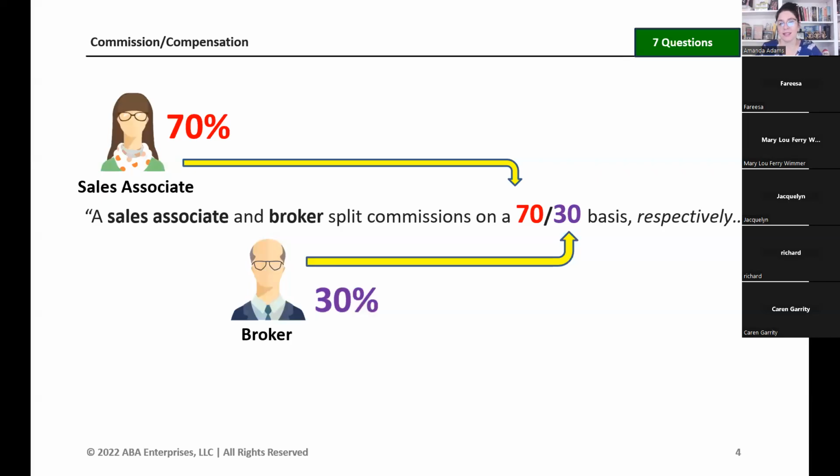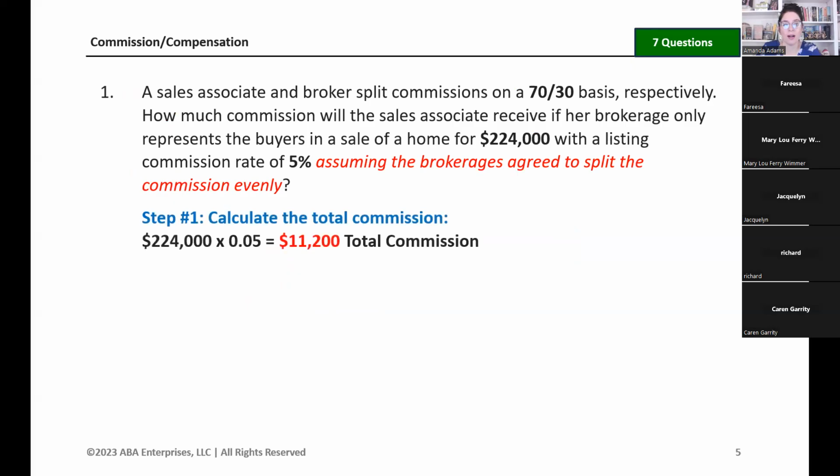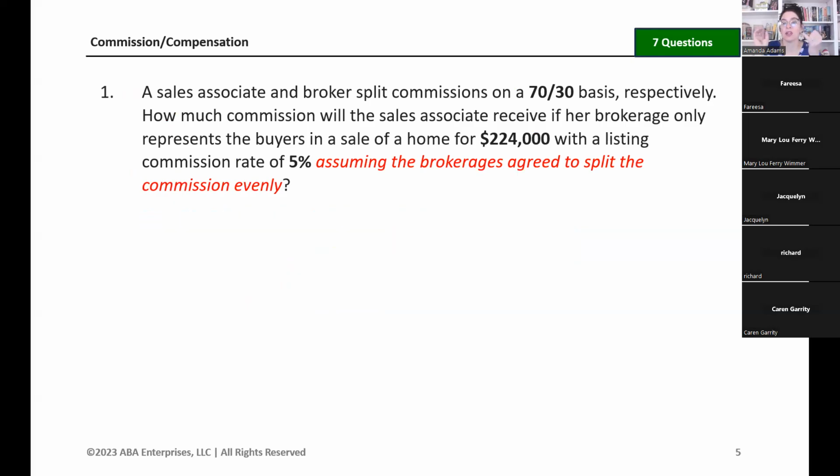All right. So now let's solve our problem. So we're going to do the total commission divided by 2, and then figure out what the sales associate's going to get. So can you guys do that for me and type your answer in the chat?